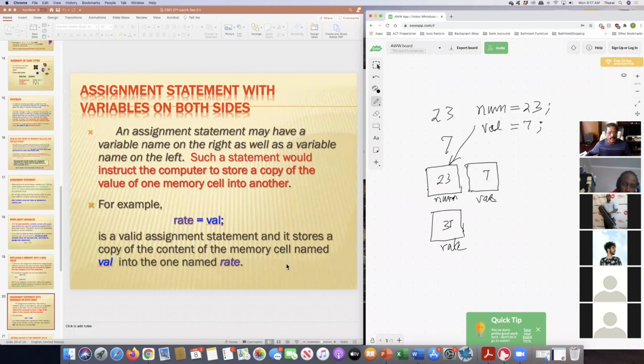If I say rate equal to val, let's understand what that will do. The rate has a 35 right now. But if I say rate equal to val, then that would mean copy the val into the memory cell rate. That's the meaning of that.